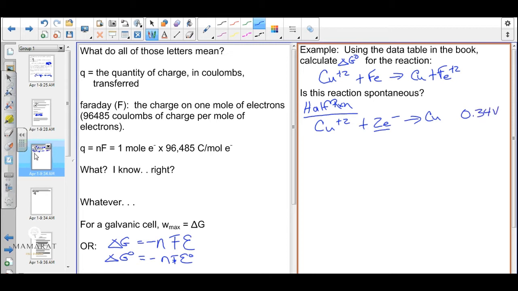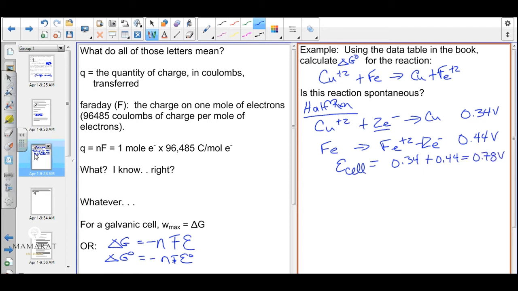Now, that's reduction. Here's our oxidation reaction. That has to be Fe goes to Fe2+ plus 2 electrons. And if you look again on that table in the book, you would actually get negative 0.44 volts. But because we are flipping it to be an oxidation reaction, it becomes positive 0.44 volts. So the E of the cell is going to be adding them together, 0.34 plus 0.44 equals 0.78 volts.